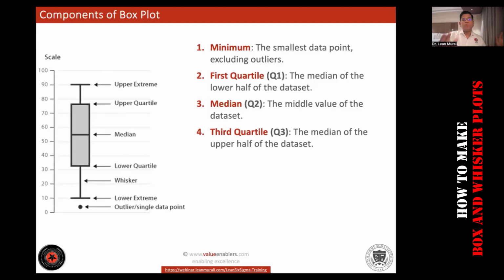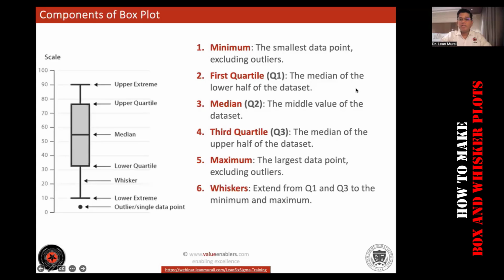Now, why am I using the words upper quartile, third quartile, Q3? Why don't I use only one particular word? Because in many books, it is written in different forms. As long as you understand, it is okay. Maximum is at the upper extreme. And whisker is what is extending from Q1 and Q3 to the maximum and minimum. What is extending from Q3 to the maximum and from Q1 below to the minimum.